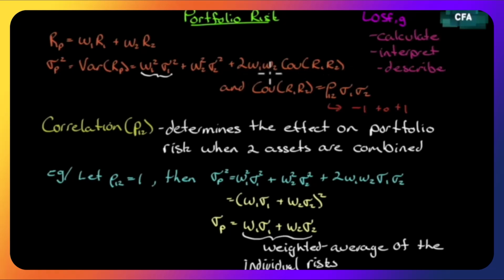So we have 2W1W2 times the covariance of R1, R2, and we know that the covariance of R1, R2 can be expressed as a function of the correlation between the two assets. And there we go. That's the variable that we're interested in. So let's get that in there. If we take out covariance R1, R2, we can replace it with this expression. And we know that correlation runs from positive 1 to negative 1. So it is the correlation that determines the effect on a portfolio's risk when two assets are combined. It is the correlation that determines that.